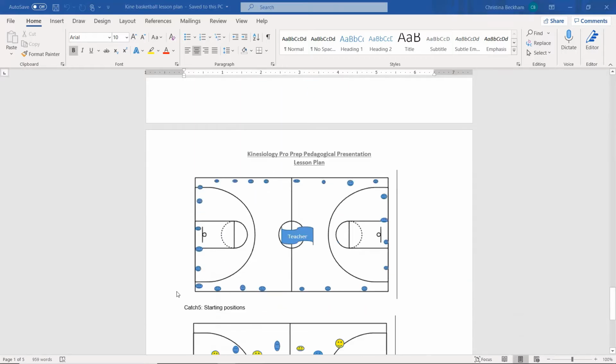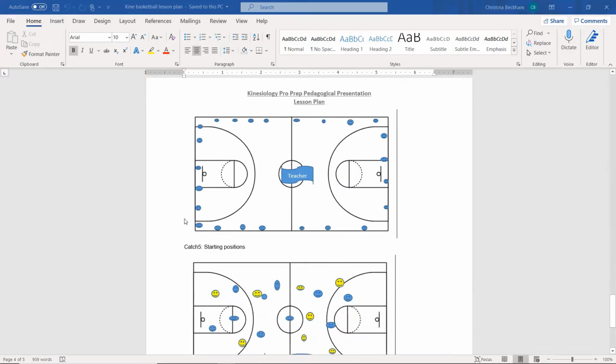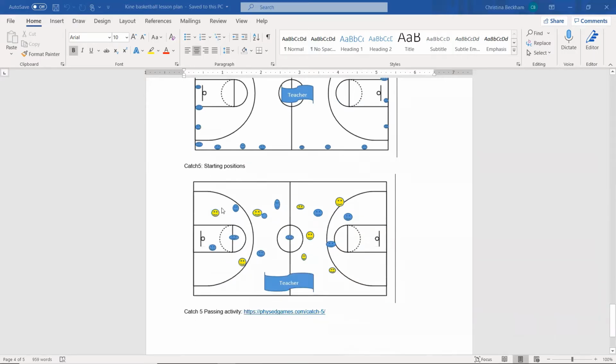Here is my diagram for where they will be doing both passing drills for the chest and bounce pass. And then they will go to the partner on their right to do their passing. Here are my starting positions for the Catch 5 activity. Yellow is one team, blue is the other.